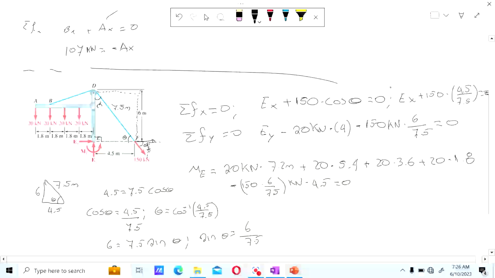So, EX is negative 150 times 4.5 divided by 7.5, and this is 90. It's negative 90 kilonewtons. EY is equal to 150 times 6 divided by 7.5 plus 20 times 4 or 80. Okay, perfect. So this is 200.